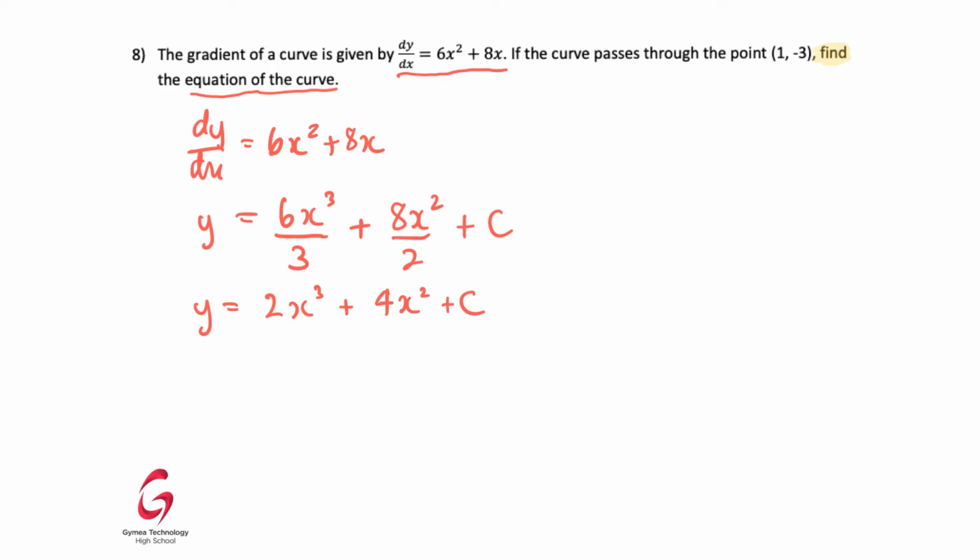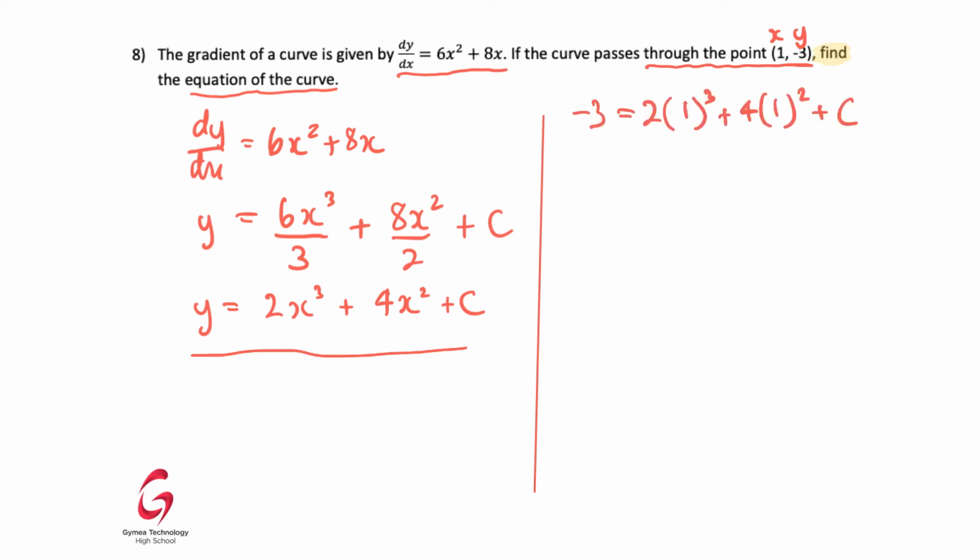However, we've got that c there. Okay, so we're going to be able to unlock that value of that c because we're told that it's also going through that point 1, negative 3, where 1 is the x value and negative 3 being the y value. So let's go and substitute those values into our equation of our new line here. Okay, so there we go. We've substituted the x and the y value into the appropriate spots.